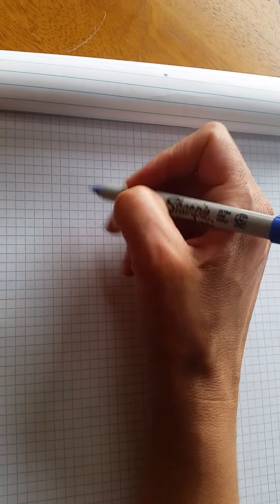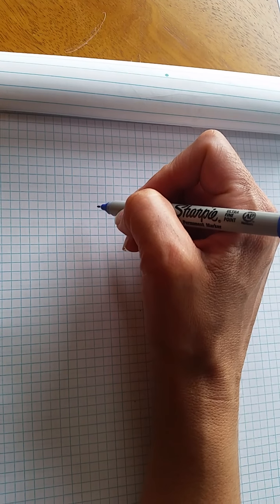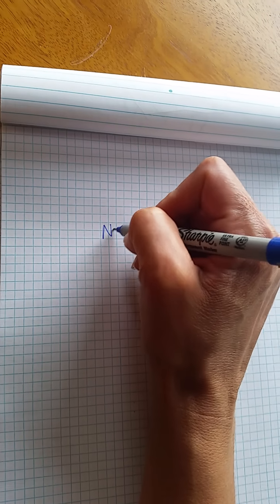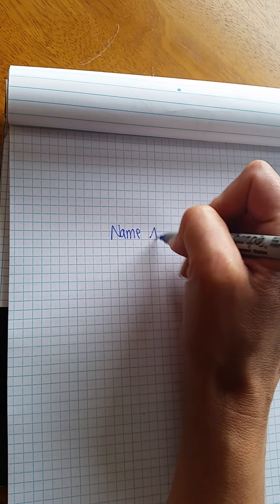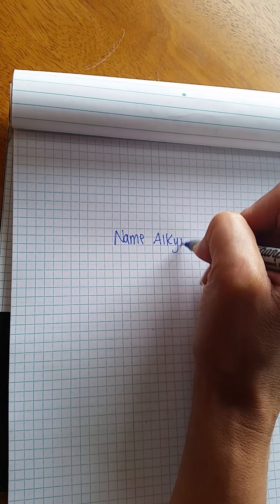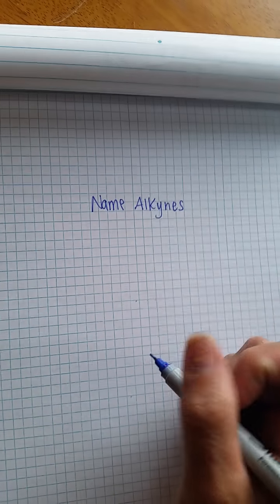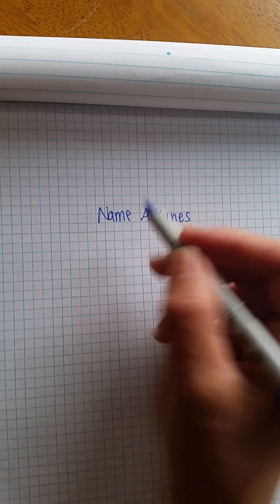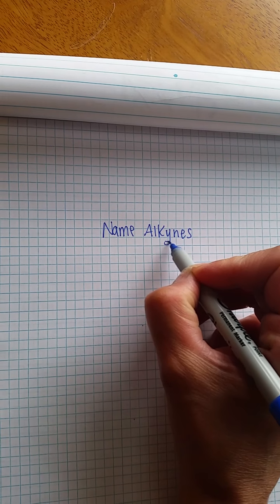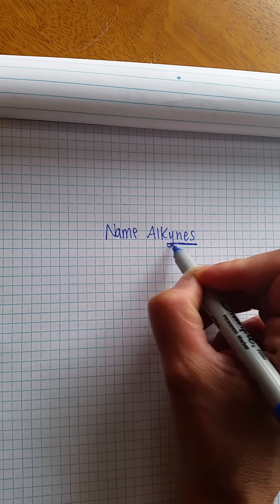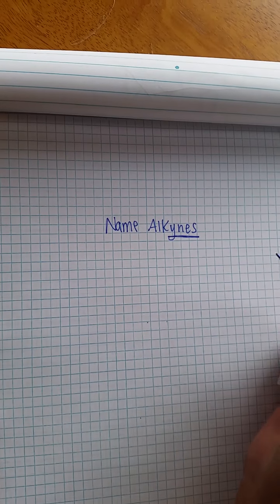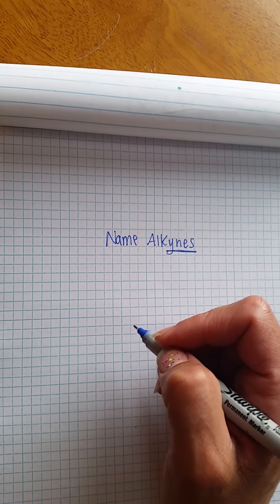All right, so I'm going to give you a brief description of how to name alkynes. So alkyne refers to a carbon containing compound that contains at least one triple bond between the carbons.